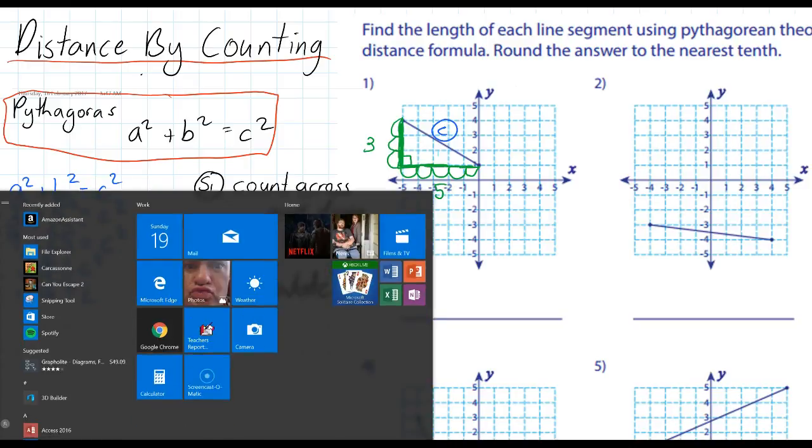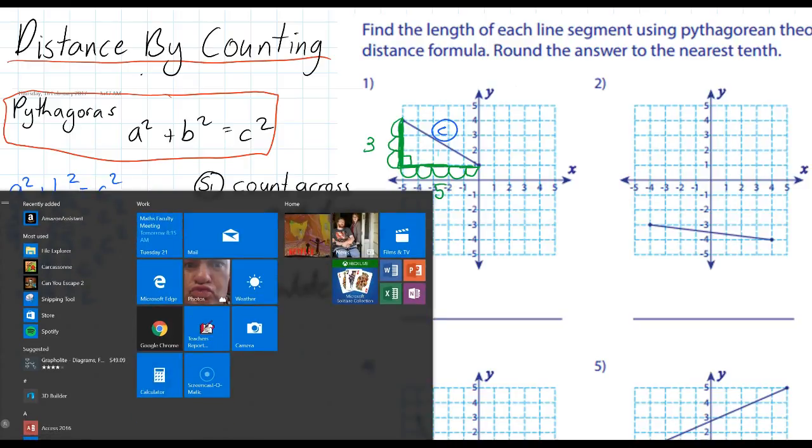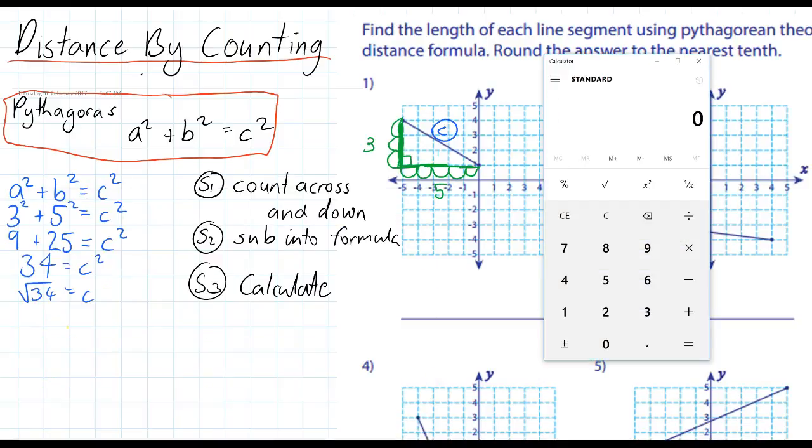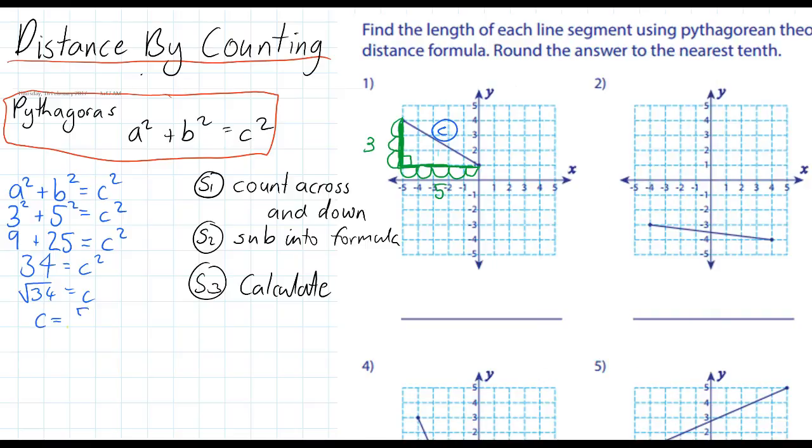So let's get out my calculator. Come on, calculator, work it out. Cool. The square root button is the tick. Mine looks like that. Then 34 equals 5.83. Now it says round it to the nearest tenth. That's the 8, so it's 5.8. 3 is not enough to make it round up, so it's 5.8. C equals 5.8. And that's my answer.